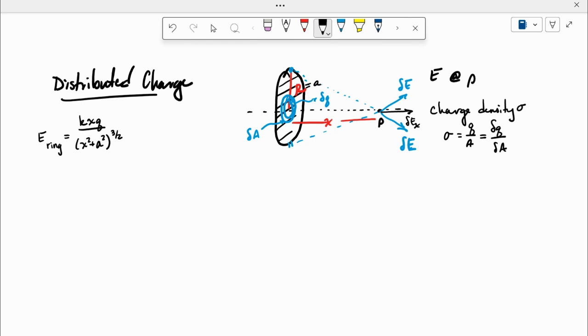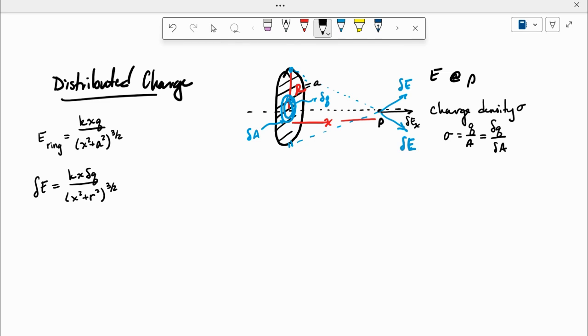So let's hack and slash to figure out what it is for a solid disk. We're going to start here, but we are going to say this would be the piece of the whole. So dE is equal to K x dq, that'd be the piece of charge, over (x squared plus, and here I'm going to use r, r squared) to the 3/2.